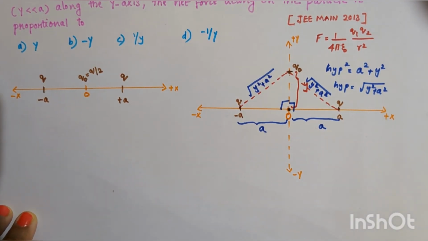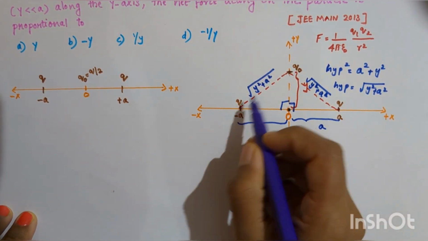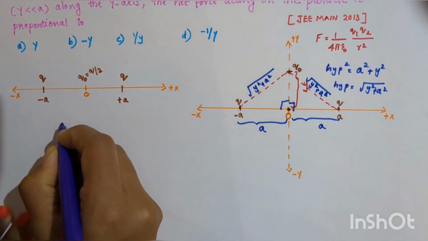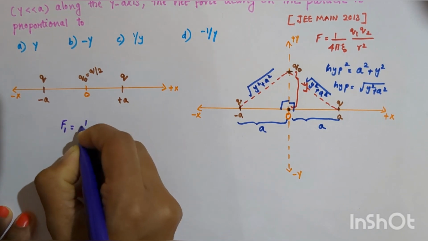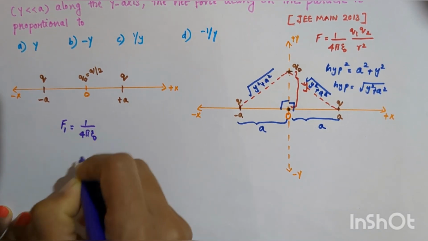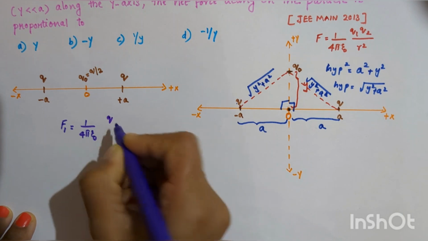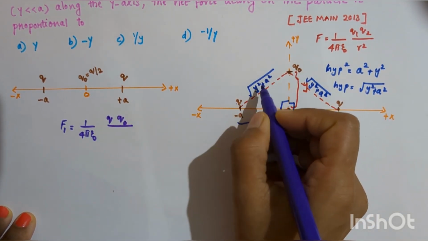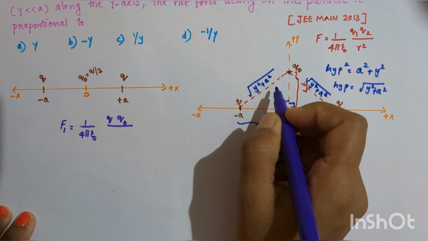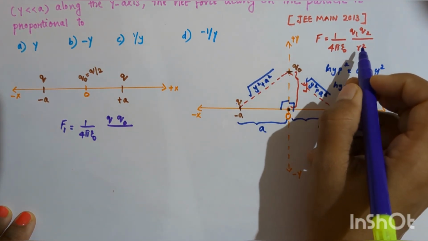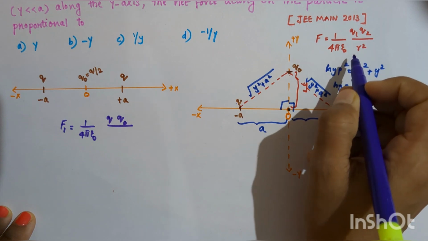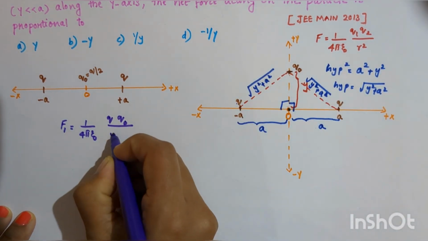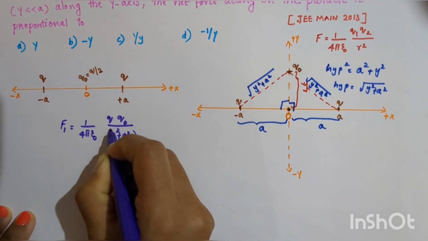Now you see, I am taking the magnitude of the force between these two charges q and q0 as F1. So F1 equals 1 by 4 pi epsilon 0 charge q into q0 divided by the square of the distance between them, square root of y square plus a square. So when we apply this equation, we have to take the square of that distance. So the square of square root of y square plus a square will be y square plus a square.